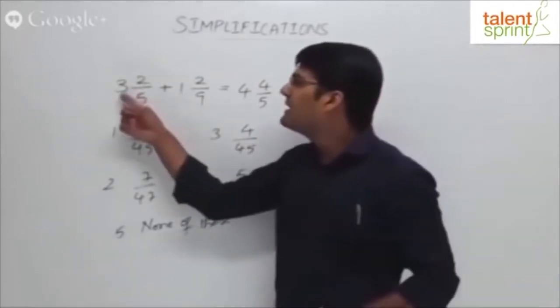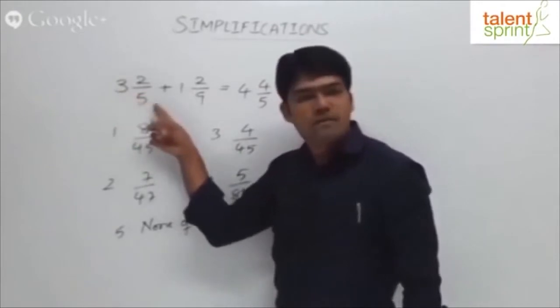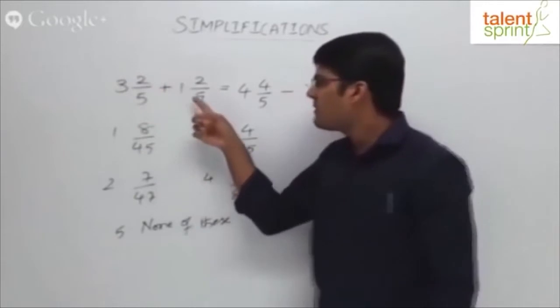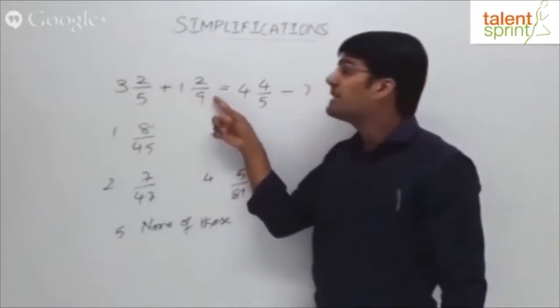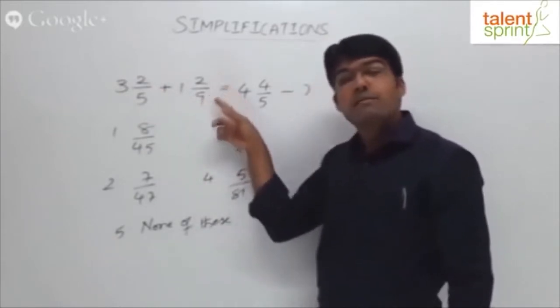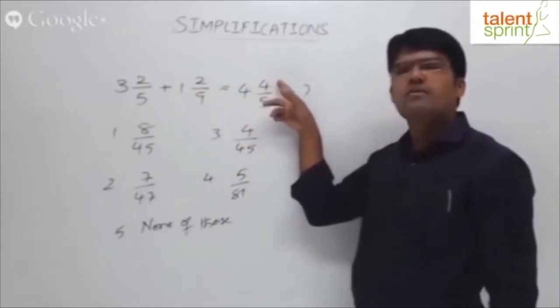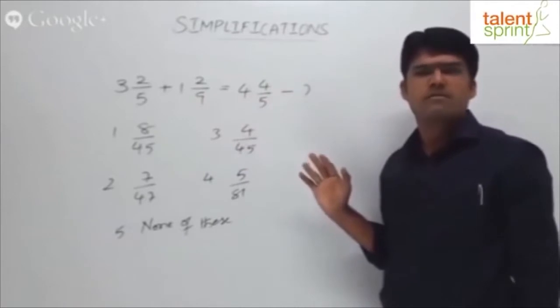Multiply the integer part with the denominator. 3 into 5, 15. 15 plus 2, 17. 17 by 5. Likewise, what will this be? 1 into 9, 9. 9 plus 2, 11. 11 by 9. What about this one? 4 into 5, 20. 20 plus 4, 24. 24 by 5.